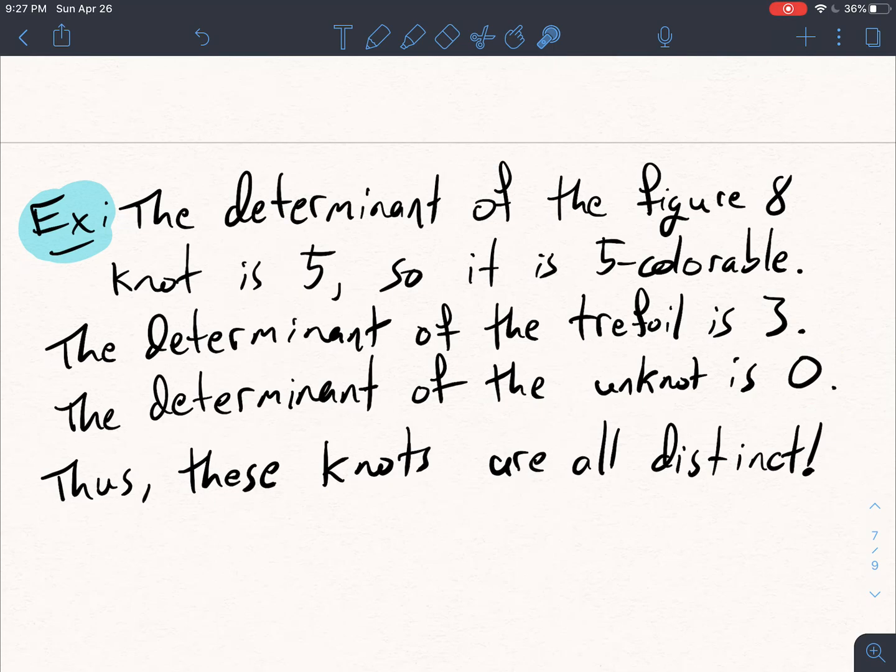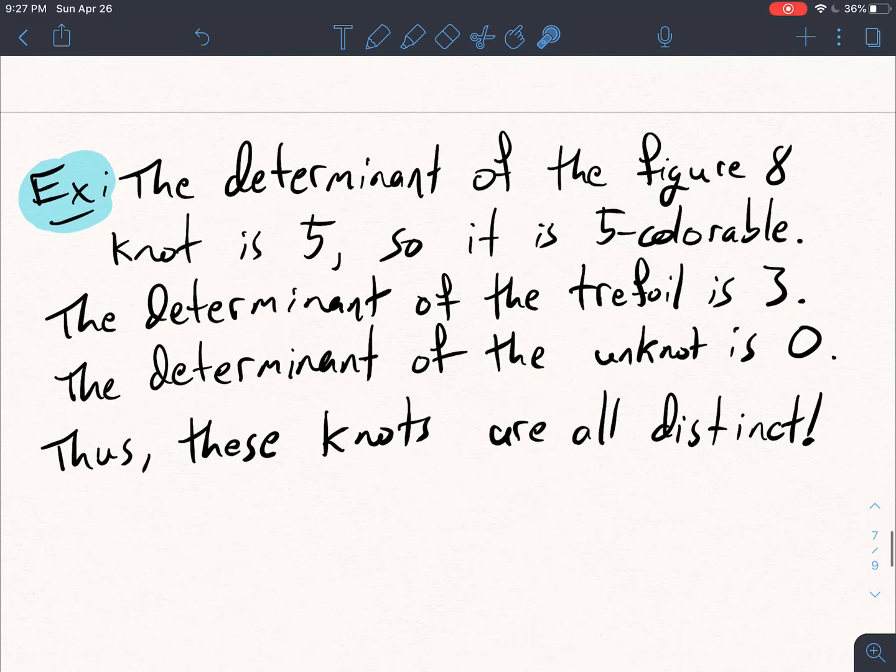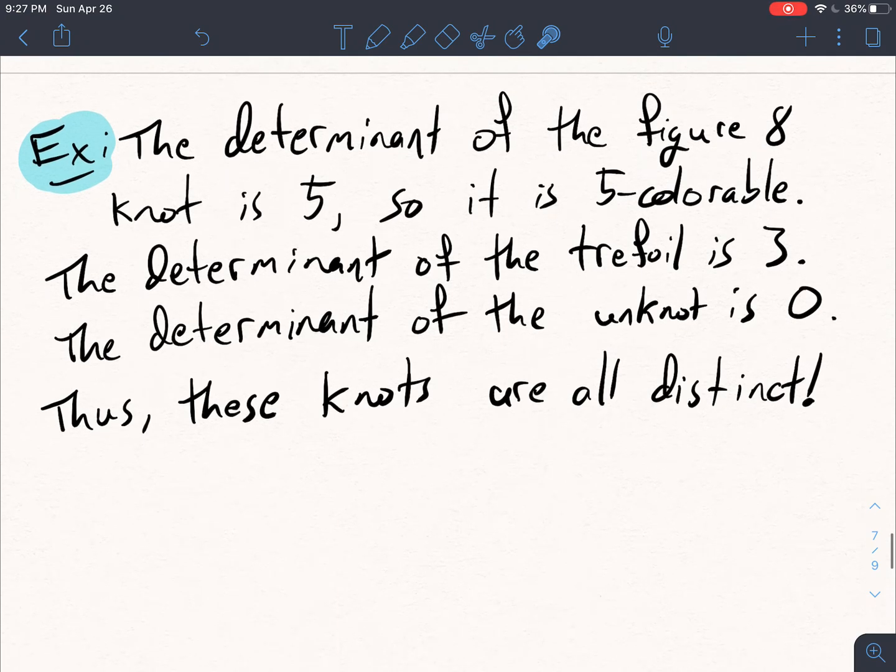So anyway, these are the numbers that I was talking about before that help us distinguish these knots from each other. Because the figure 8 got the number 5, the trefoil gets the number 3, and the unknot gets the number 0, then these knots all must actually be distinct.